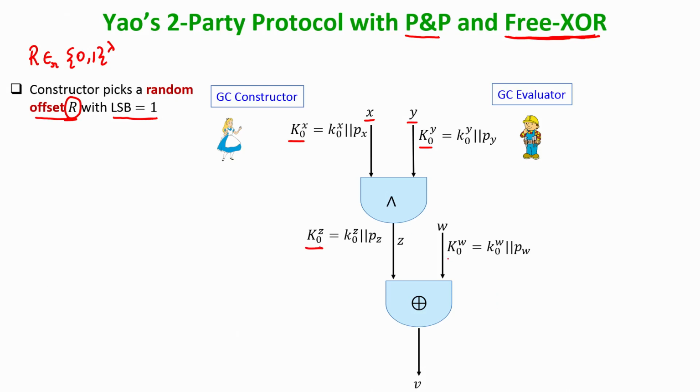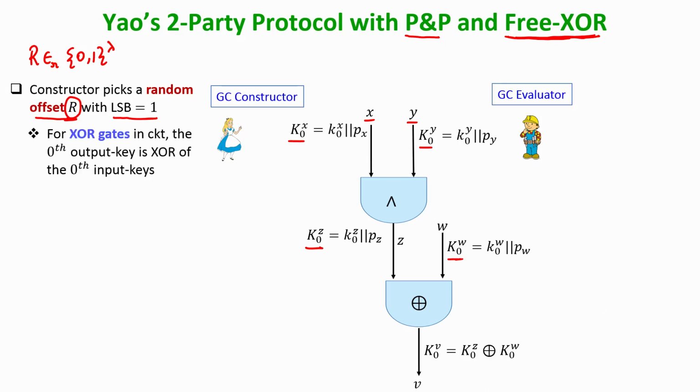So, for that wire also a random 0 key will be assigned. This W wire is an independent wire. So, for it a random 0 key is assigned, but this V wire is the output of a XOR gate. So, for this V wire the 0 key is not assigned randomly. In the point and permute technique, without the free XOR technique, even for the V wire a random 0 key would have been assigned, but now in the free XOR technique we are not assigning the 0 key for the outputs of the XOR gate.